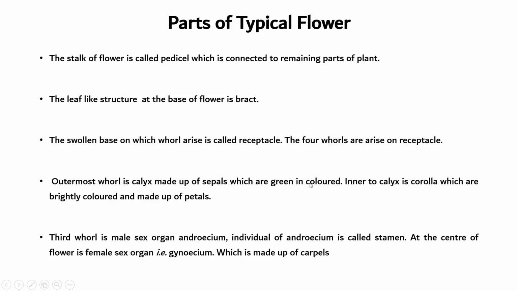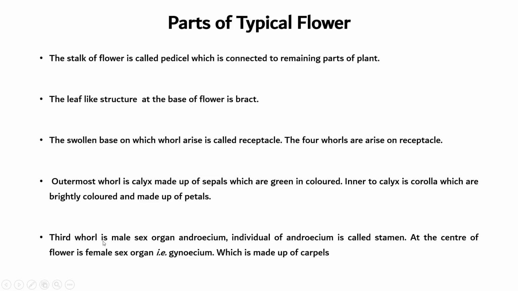They are called petaloid. Inner to the calyx there is a second whorl called corolla, which is brightly colored, and that bright color is very useful for pollination, to attract insects for pollination. And the corolla is made up of petals. That means the individual of corolla is called petal.